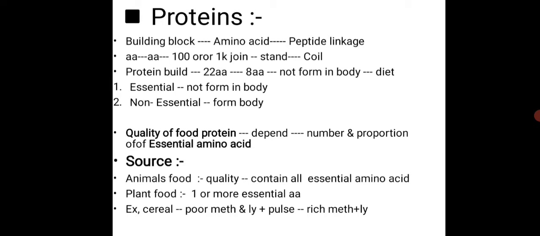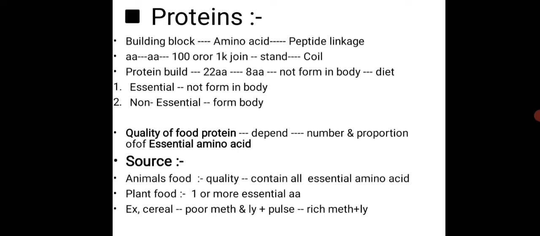So what is protein? Protein is a chain of amino acids, as we know. The building block of protein is the amino acid, and these amino acids are joined together by peptide linkages and form a long chain. That long chain then coils and recoils, and forms primary, secondary, tertiary and quaternary structures, and then becomes the protein.